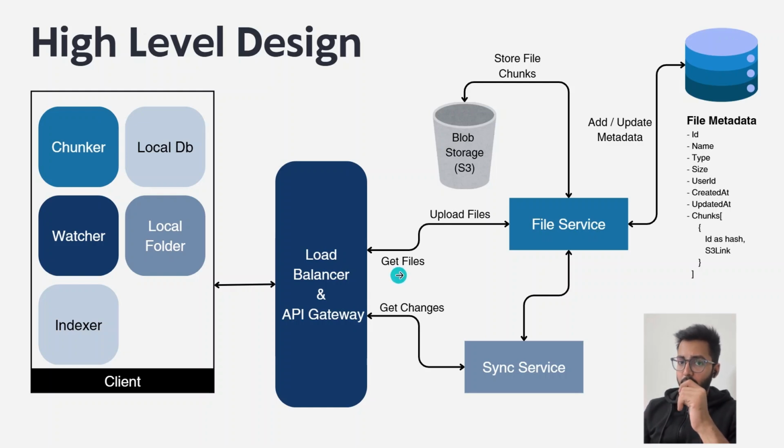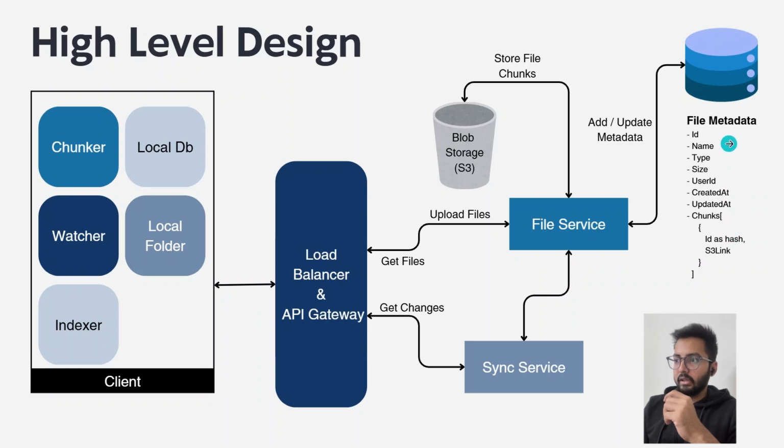Now how does it get stored? This upload file request, as I said in the API section, would contain the file and information related to the file. So the body of that request would contain that information, and it would be passed as part of the request to the file service. The file service will store those chunks in blob storage, let's say S3, and the metadata in the server database. And what would be the fields of the metadata?